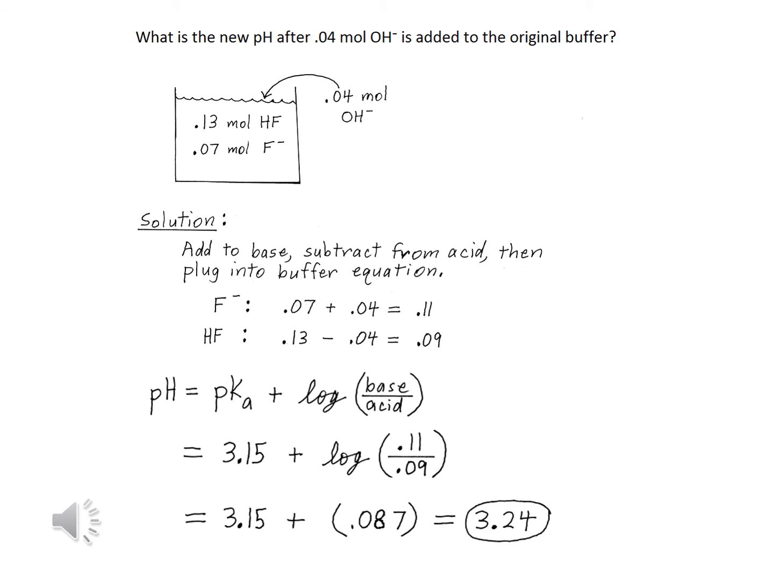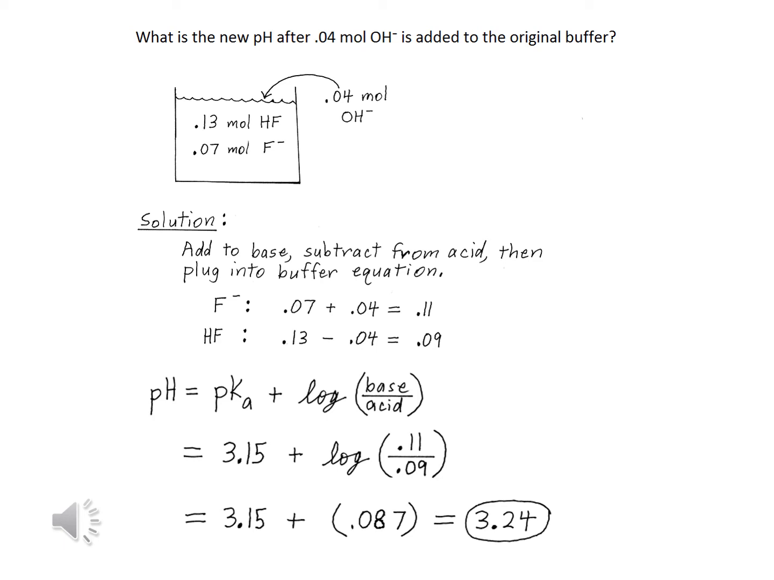When you add base in part B, you add to the base. Since the F minus is the base, you're going to take 0.07 plus 0.04 and subtract from the acid. So you're going to take 0.13 minus 0.04 and get the new amounts. Once you do that, you take the base part, 0.11, put it on the top, the acid part, 0.09, put it on the bottom, and the pH went up a little.